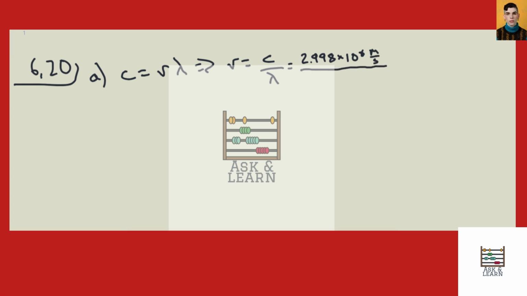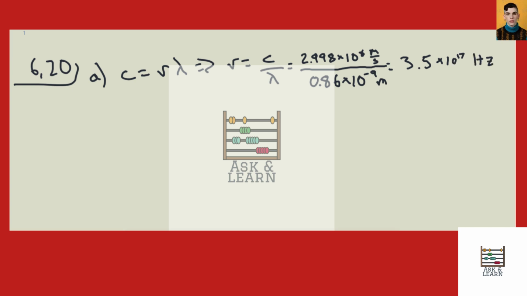And the wavelength is given in the problem as 0.86 nanometers, but we need to make sure that we account for the units here. So we're going to write 0.86 times 10 to the minus 9 meters. So we see that meters will cancel, and it gives us seconds to the minus 1, or hertz. So we have 3.5 when we do the calculation, times 10 to the 17th hertz.